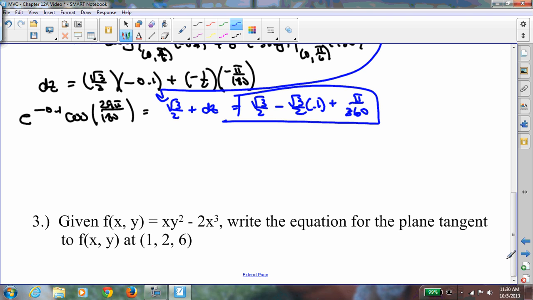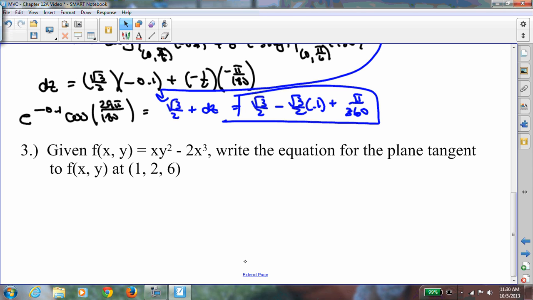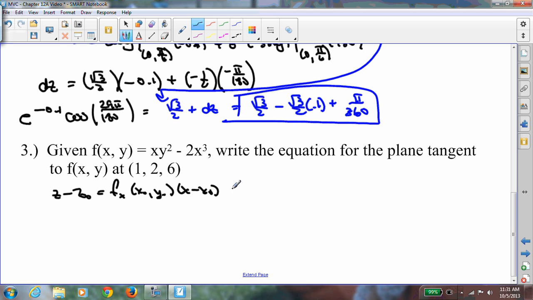And lastly, I figured I better do a tangent plane as well. So this one here, I have a surface, and we're going to try to find the equation for the plane tangent to the surface at the point 1, 2, 6. So the equation for a tangent plane is basically like point slope equation for a line. Z minus z sub 0 equals my partial with respect to x at that point times x minus x sub 0 plus my partial with respect to y at that point, x sub 0, y sub 0, times y minus y sub 0.